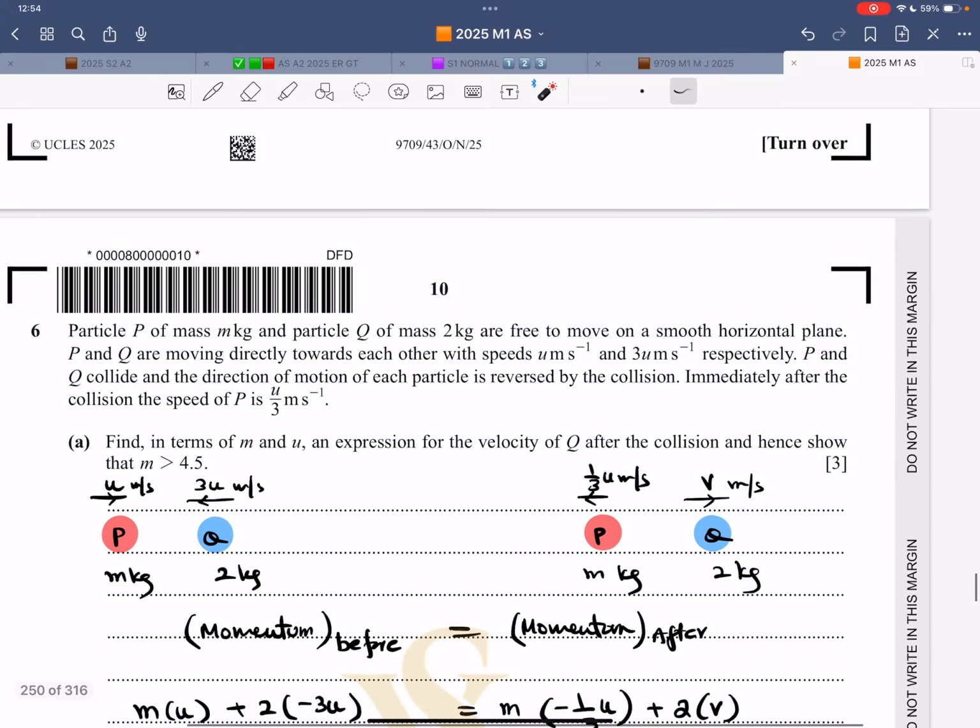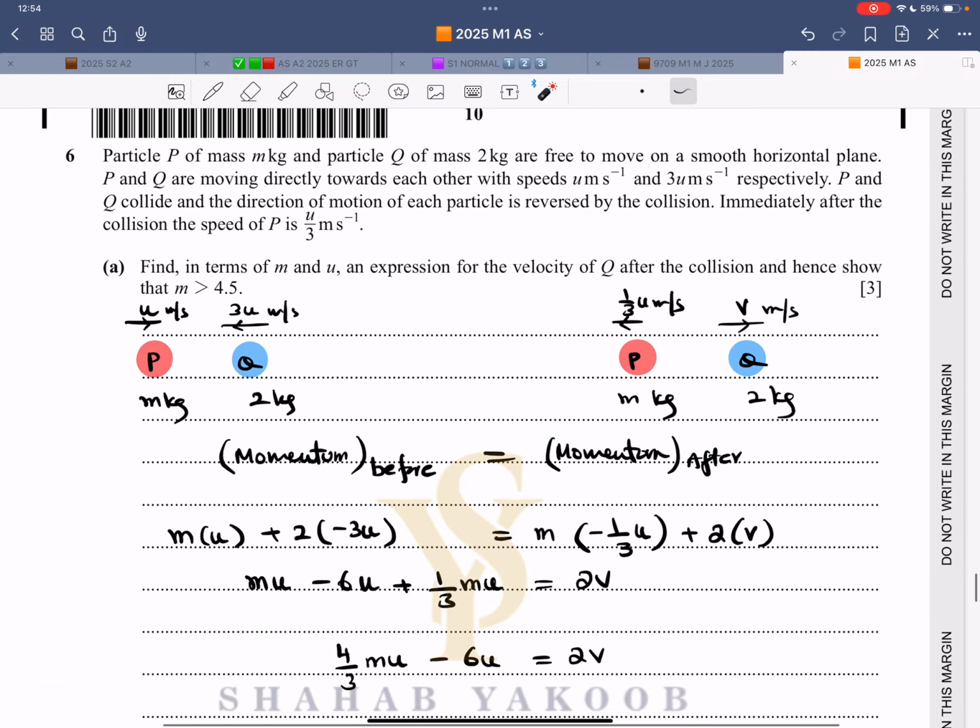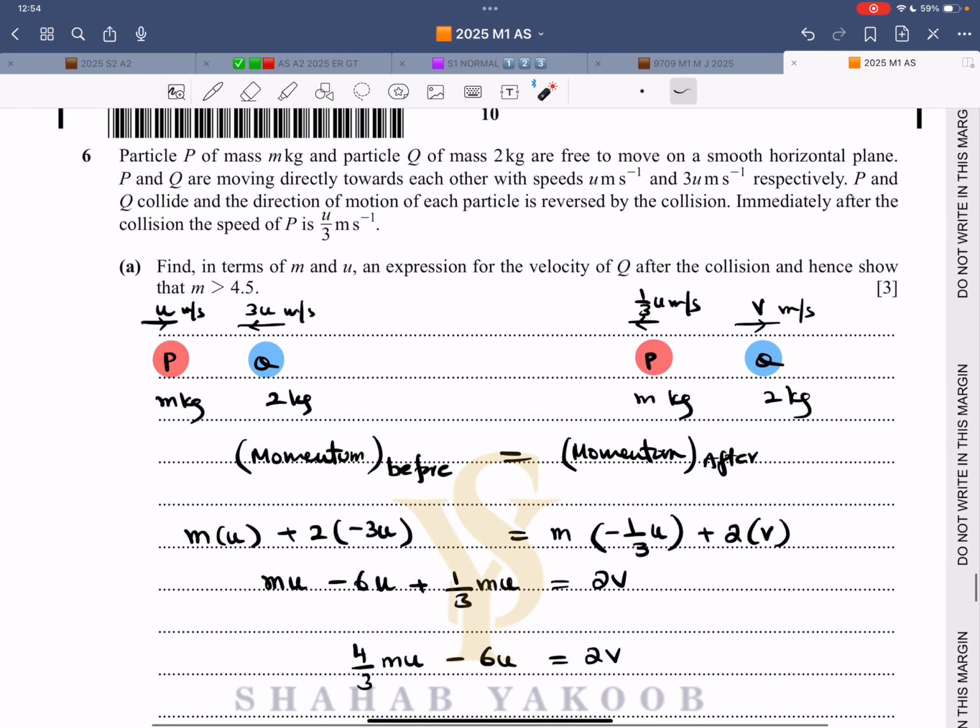Now let's look at question number 6. It says a particle P of mass m kg and a particle Q of mass 2 kg are free to move on a smooth horizontal plane. They are moving directly towards each other. So if I make P move to the right, let me give this a positive sign. Therefore, Q should be given a negative sign in the calculation. Let me highlight this. That is P, and this is Q.